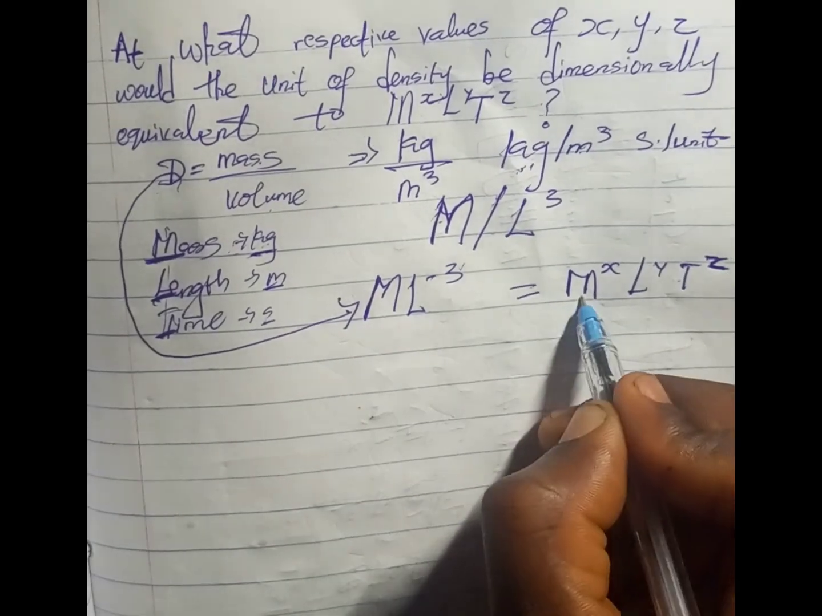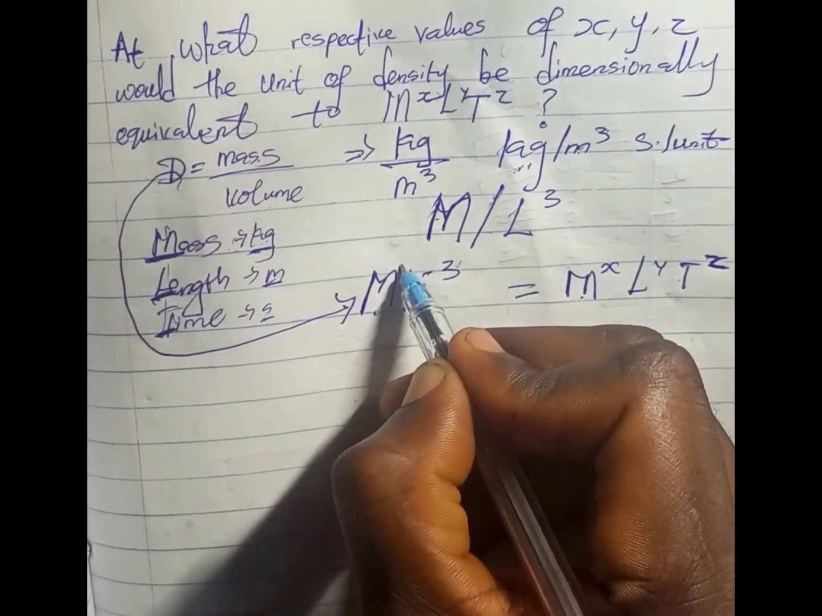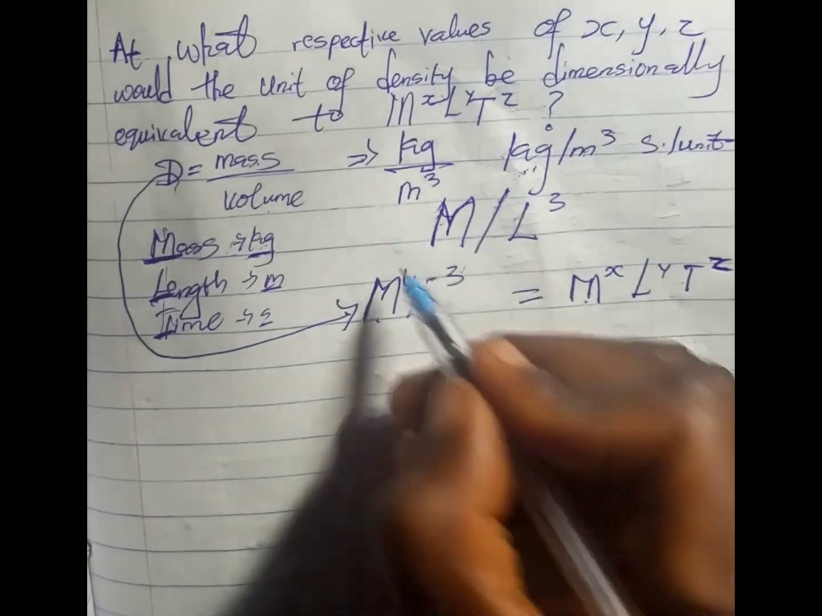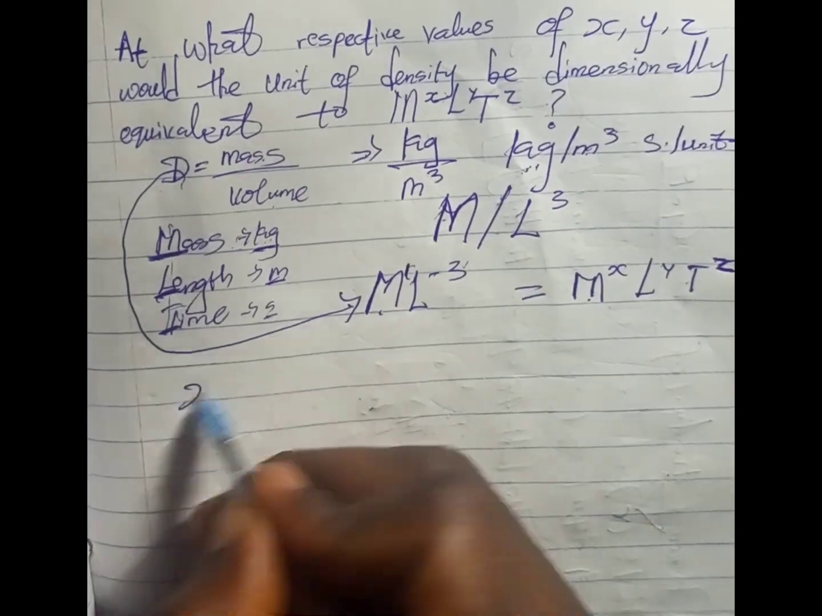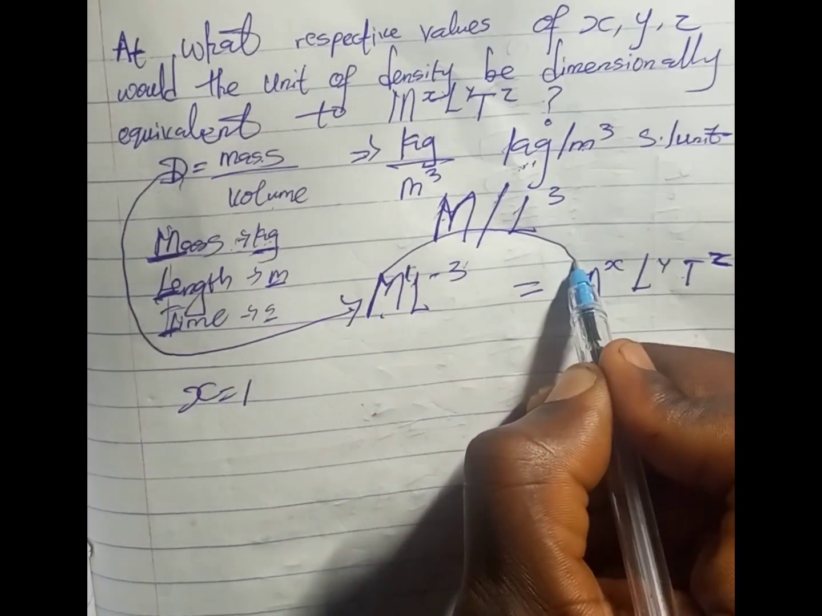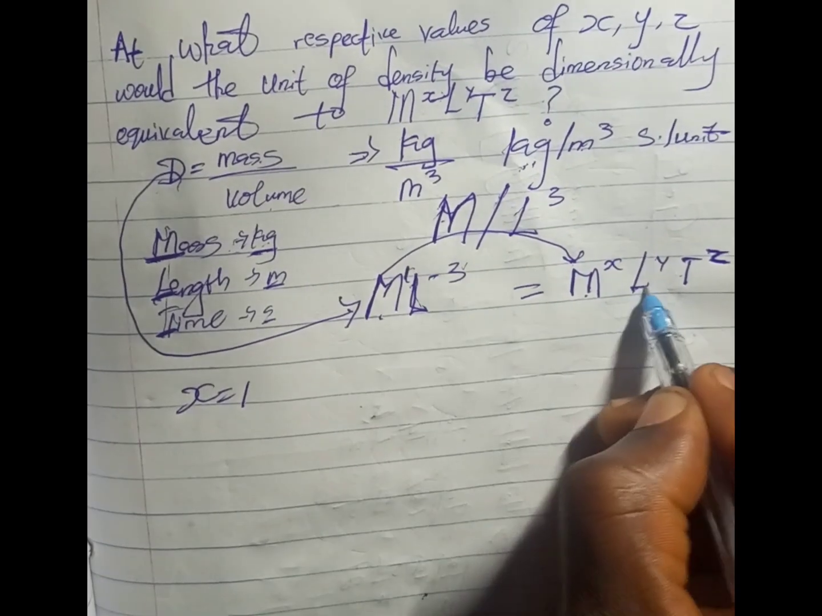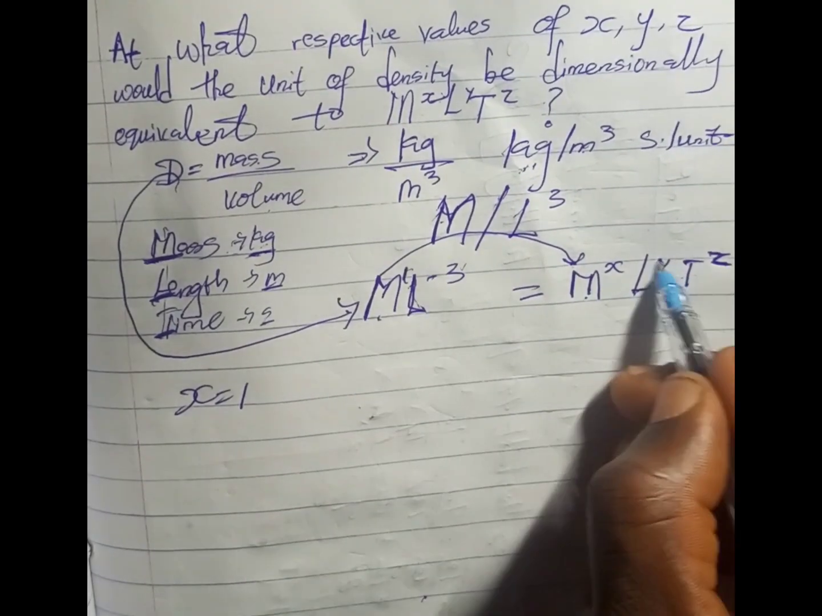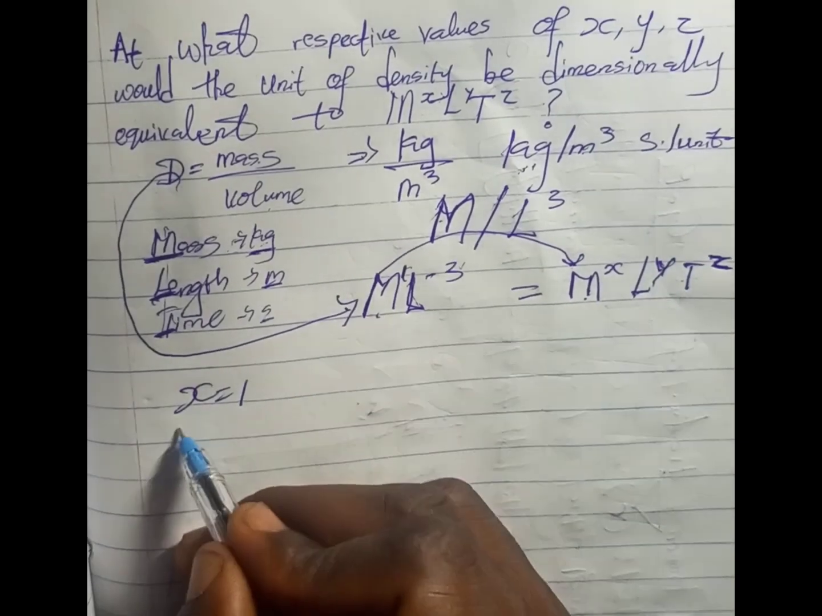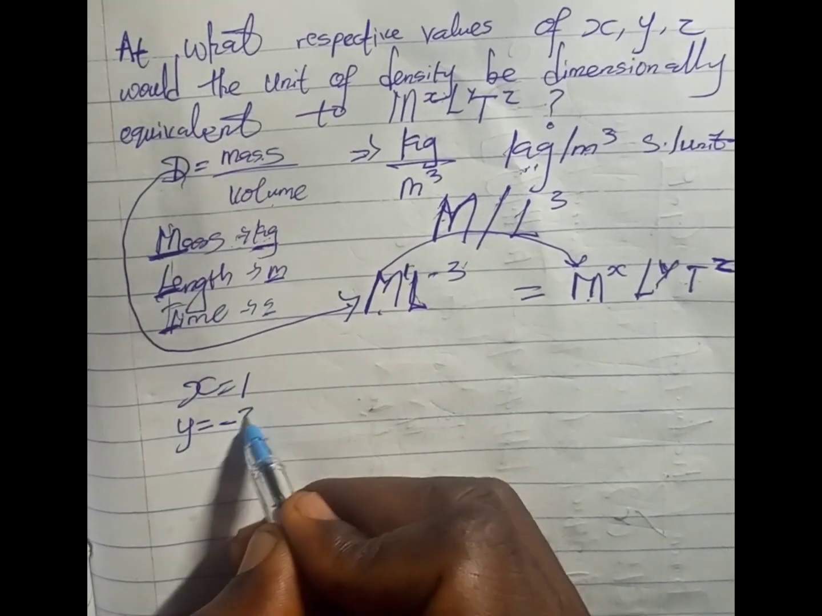Now, here is M, here is M, and what is the power on this M? It is 1. Is that clear? So I can say that x is equal to 1 by relation. We are relating. Now, I have L here, I have L here, so minus 3 is in place of y, right? So the value of y is minus 3.